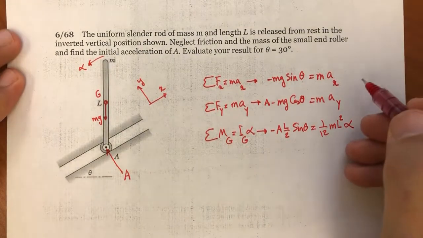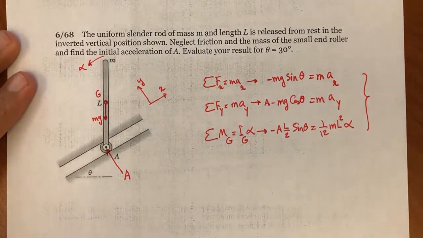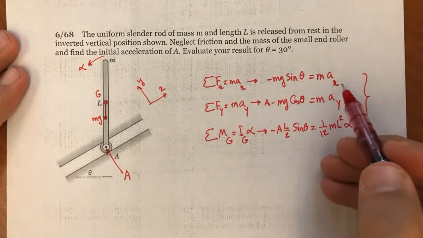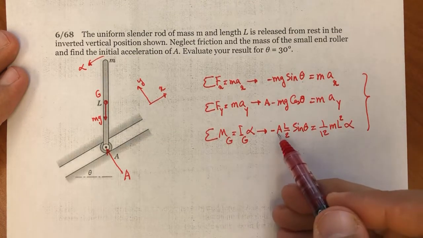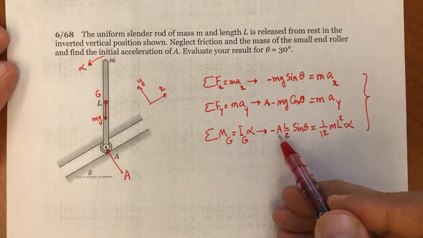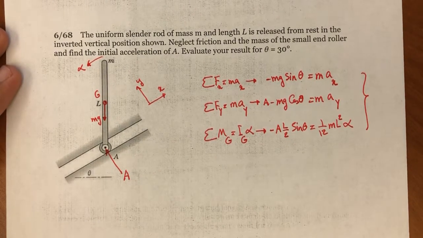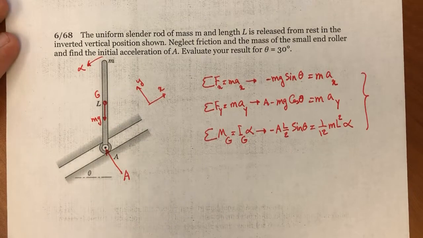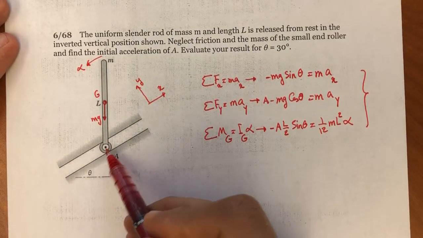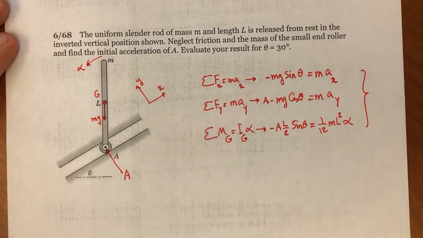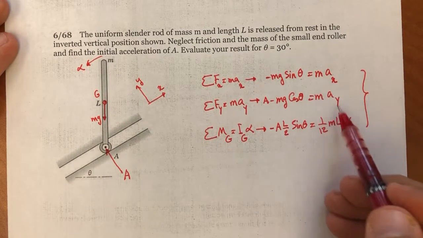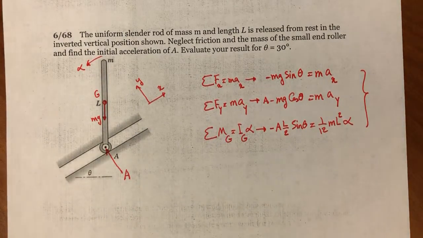Now we have these three Newton equations. And let's see how many unknowns we have. Acceleration in the x direction, acceleration in the y direction, alpha, and also A. So we have 4 unknowns, but we have 3 equations. So we need more equations. And where do those equations come from? The only thing we haven't used so far is the fact that A is moving along this slot, right?